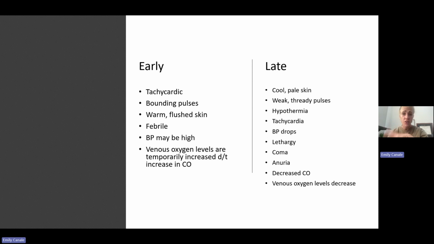Our oxygen levels are going to be temporarily increased, because initially they have increased cardiac output, but that's going to drop. So they're going to develop into that cold state. And ultimately, we're going to have inadequate oxygenation to the tissues.